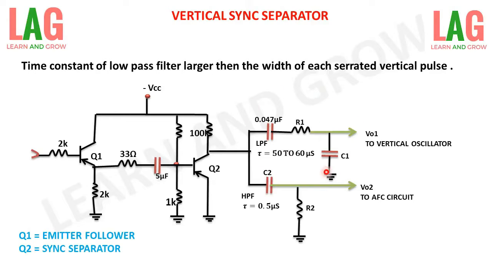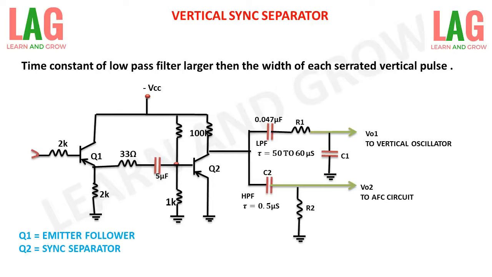According to the time constant of resistor R1 and C1, the vertical sync pulse is created and it is applied to the vertical oscillator. According to the time constant of capacitor C2 and R2, the horizontal sync pulse is created and it is applied to the automatic frequency controller.